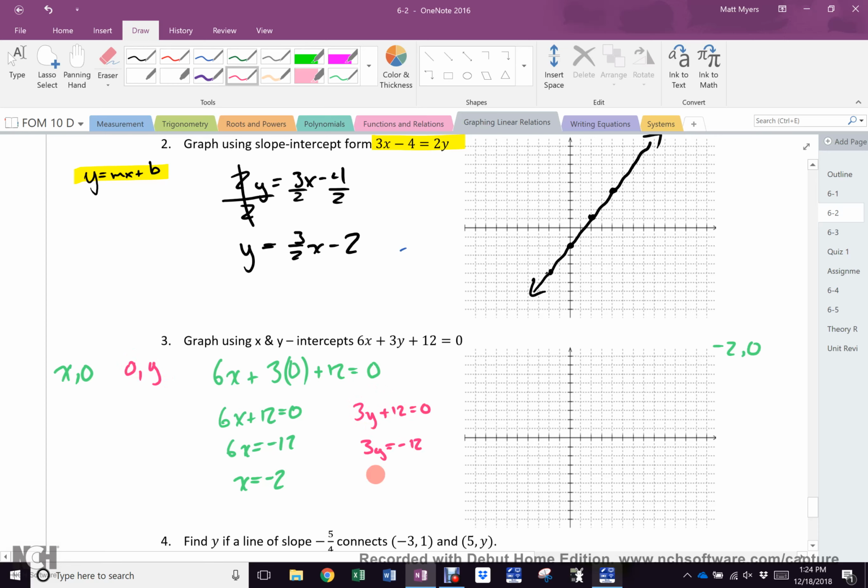Negative 5 over 4 equals Y minus 1 over 8. Cross multiply. Negative 40 equals 4Y minus 4. Negative 36 equals 4Y. Y equals negative 9. Any questions? Now, listen to me and listen to me closely. Where are the numbers coming from?